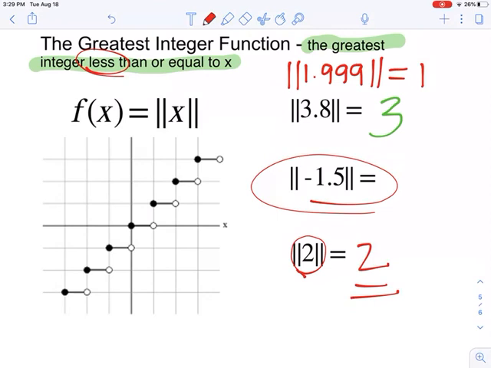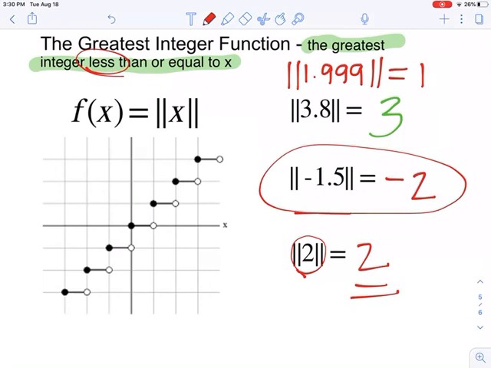Okay, so let's think about this in the negative sense. What about the greatest integer less than or equal to negative 1.5? We're rounding down, and when we're in the negatives, we have to go down towards the left on the number line. So that's going to be negative 2. Here's x is negative 1.5. Our y value is there at negative 2. So you're going to practice evaluating those in your homework also.